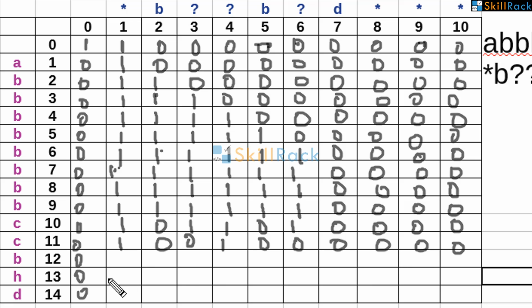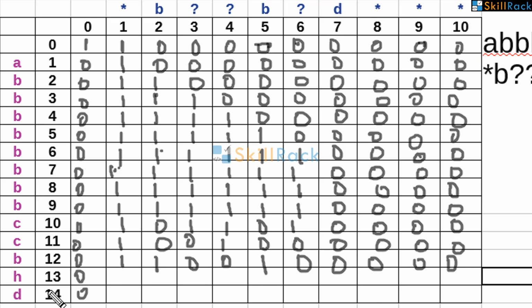Asterisk 0, 0, 0. Now coming to B. Can it match with the asterisk? Yes, and the top is 1. Can B match B? Yes, and the previous is 1. So it is 1 over here because B and B matches and the previous top left is also 1. Question mark, can it match but the previous is 0. Question mark, can it match? Yes, but the previous is 0. So B, it matches and the previous is also 1. So it is 1 here. Question mark, can it match? Yes, but the previous is 0. So D and B, they don't match, 0.